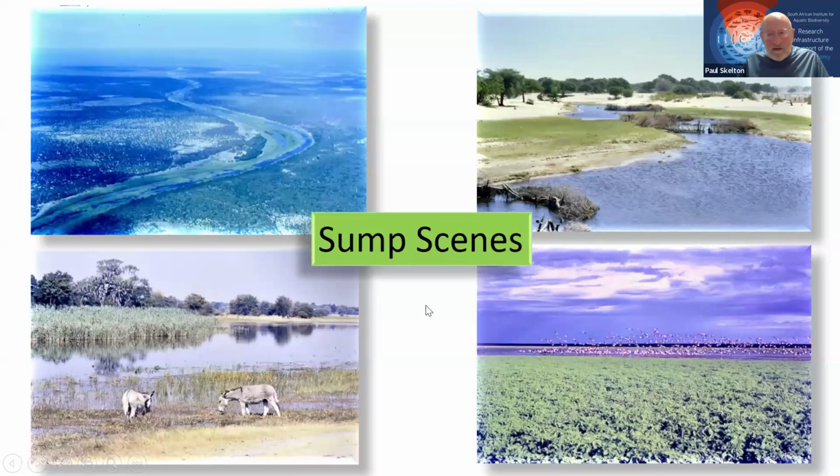And then it goes through this delta and then gathers where the rifting has formed barriers. It can no longer just spread itself out and the rivers gather the water and drain it off. And here are a few scenes of the Thamalakane at the bottom when there was water in it. Then there's a picture of the Thamalakane at Maun when there's water in it.